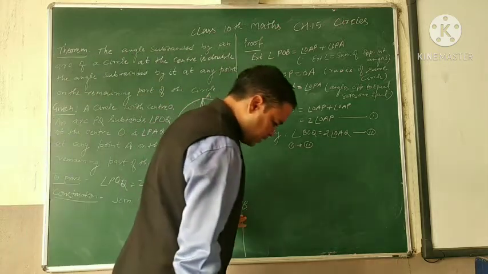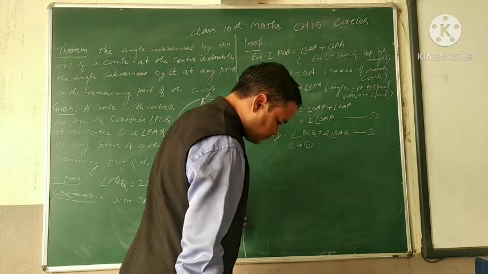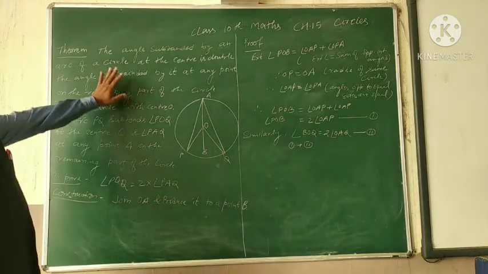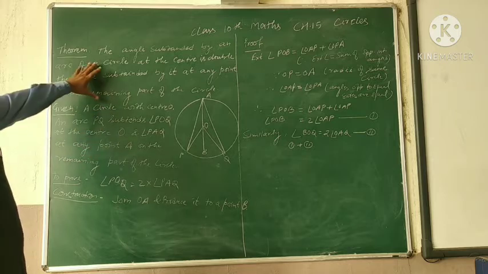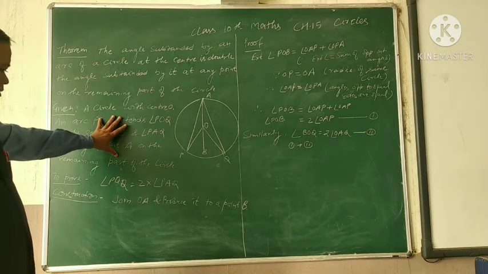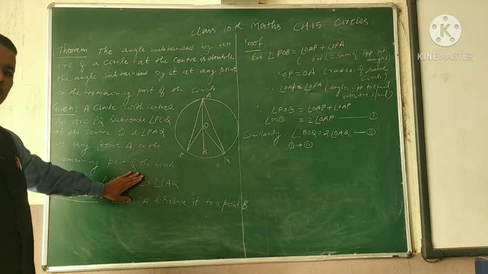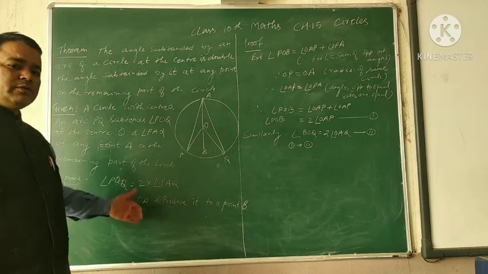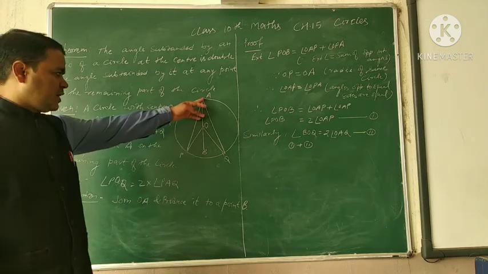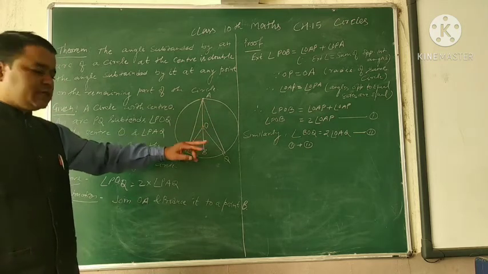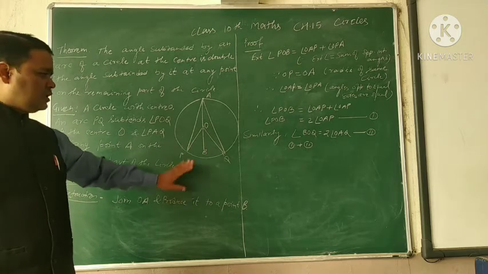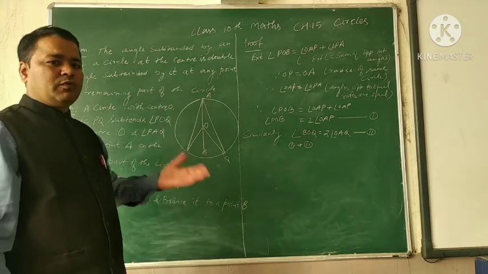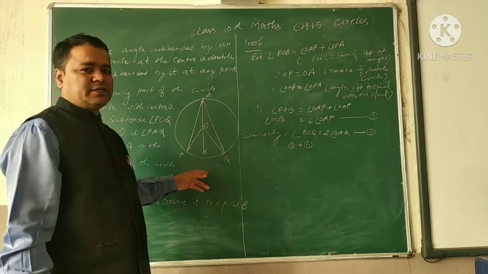Now what do we do? This is the statement. According to the statement, we make the given part and what we have to prove, according to the theorem. And for proving, we do some construction like this: join AO and produce it up to B. Why are we doing it this way? We have some aim to prove. Therefore, we construct it.